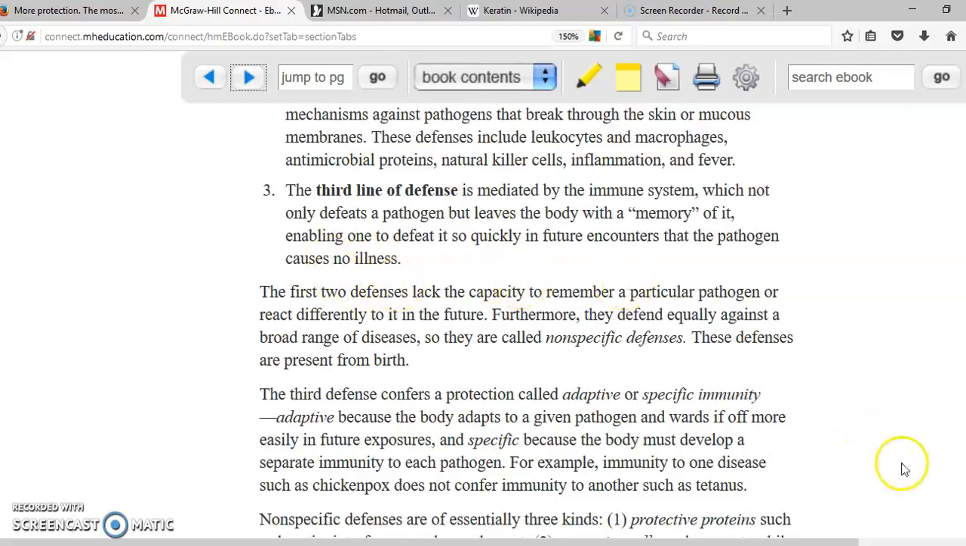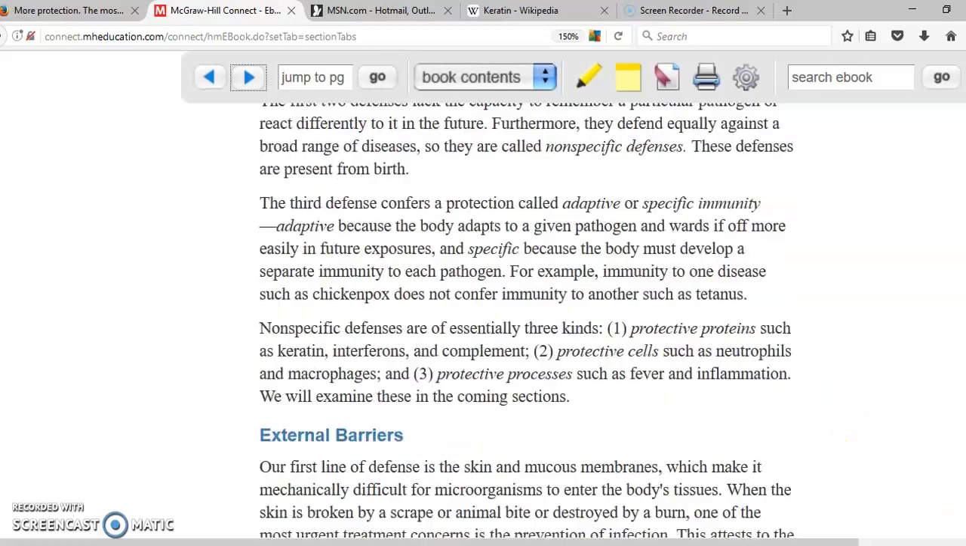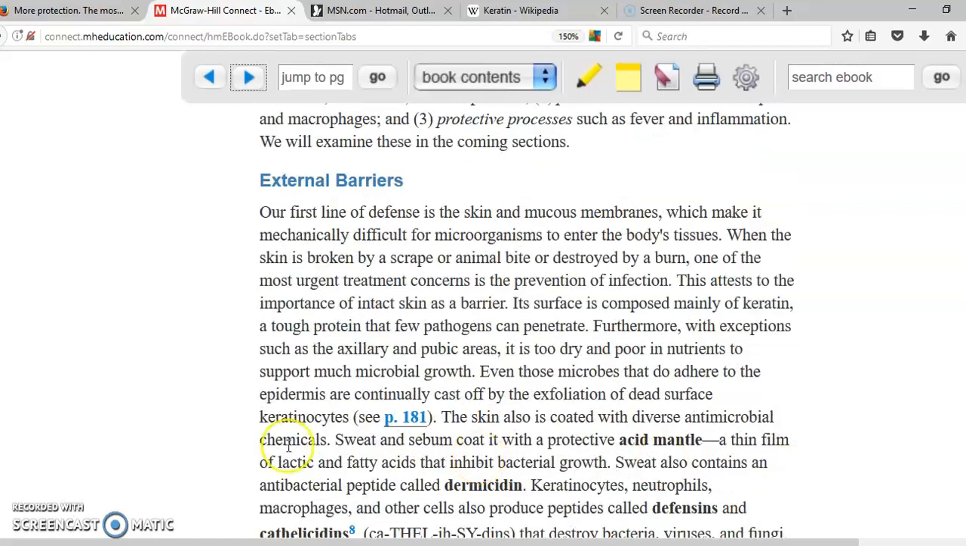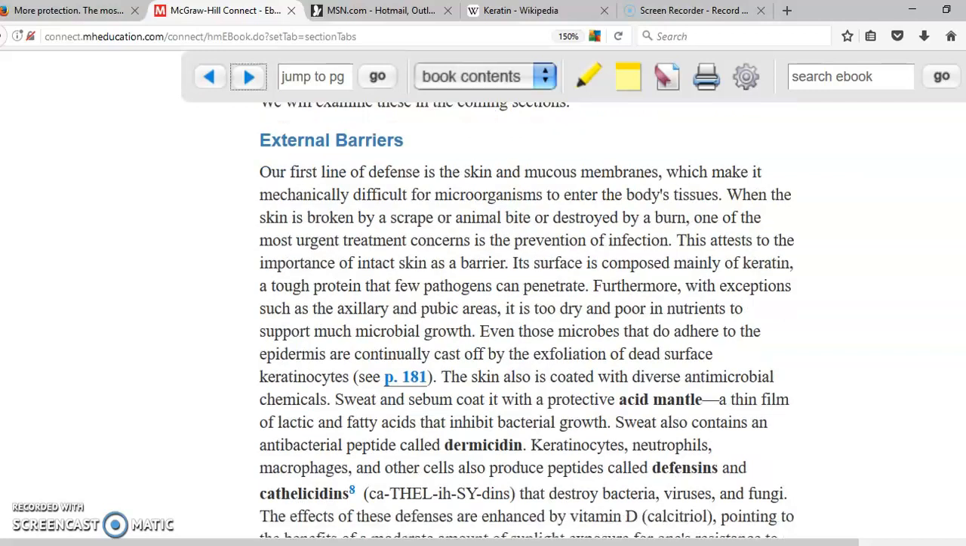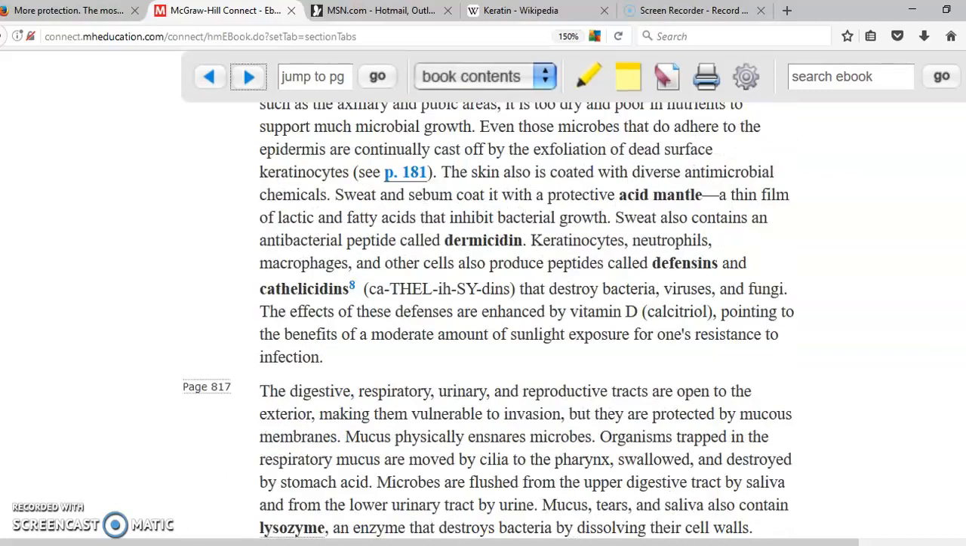So if we keep scrolling down, we're going to see some details. So, for example, we have in here external barriers. External barriers are going to be basically the skin as well as the mucous membranes that we have in our body. In the skin, we have the keratinocytes. The keratin is a hard protein that will protect our skin and is going to make it very hard for the microorganisms to cross it. Not only that, but we're constantly shedding these cells, so it doesn't allow a lot of time for the microorganisms to develop and multiply and penetrate our skin.